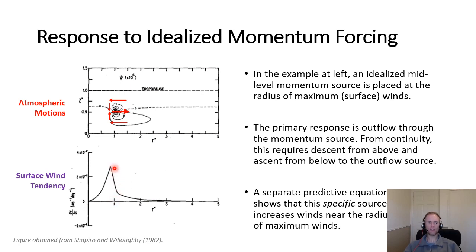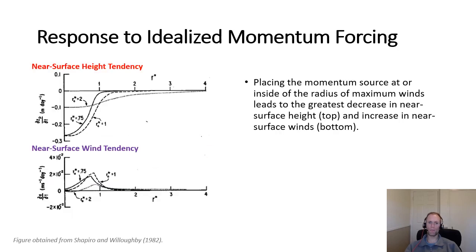If you have a cyclonic momentum source at the radius of maximum winds, R star equals 1, you increase the wind speed throughout this region, but particularly inside of and at the radius of maximum winds. However, this completely neglects the shear and ventilation of cooler, drier environmental air that often accompanies momentum sources. We're going to come back to that point in just a moment.